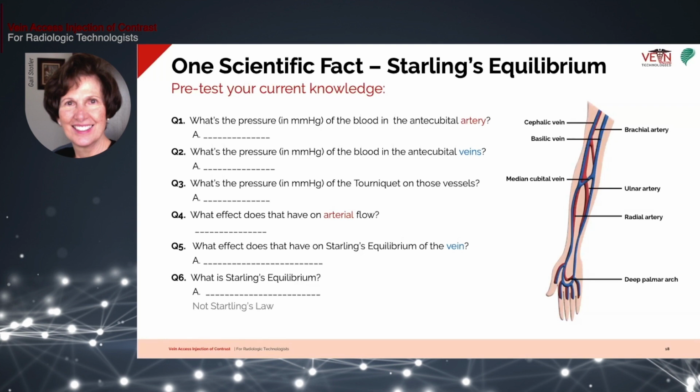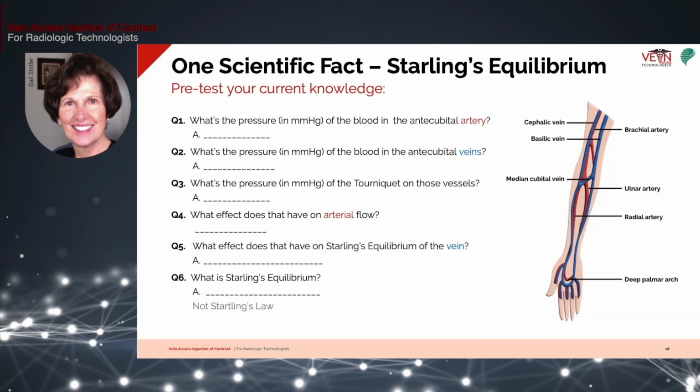What's the pressure in millimeters mercury of the amount of pressure that the tourniquet is applying externally to those vessels? Well, that depends on who's applying the tourniquet, but it can be anywhere from probably a minimum of 80 millimeters mercury pressure up to 220, as tight as a pumped up blood pressure cuff. That's a lot of pressure on that 10 to 20 millimeter mercury vein.